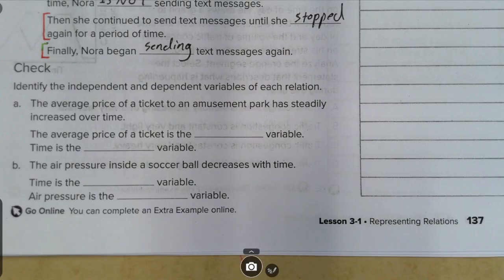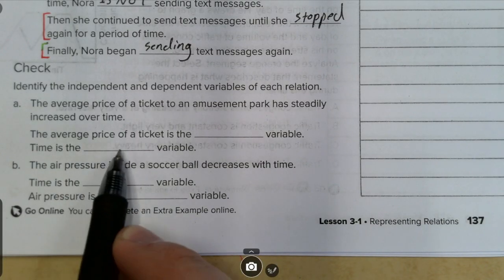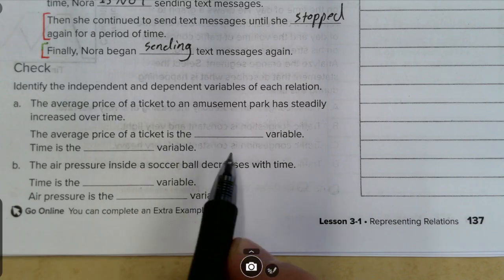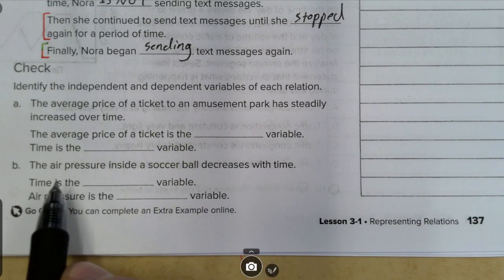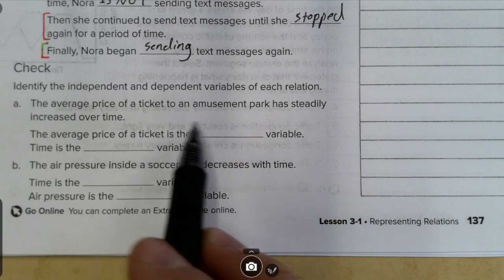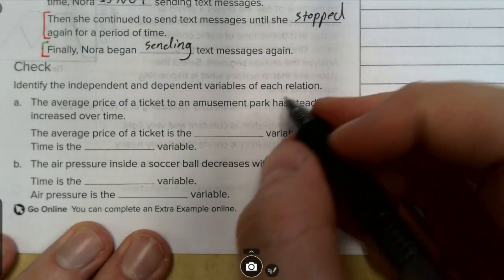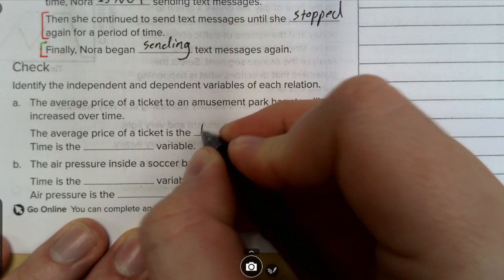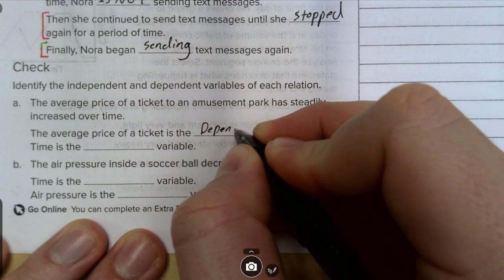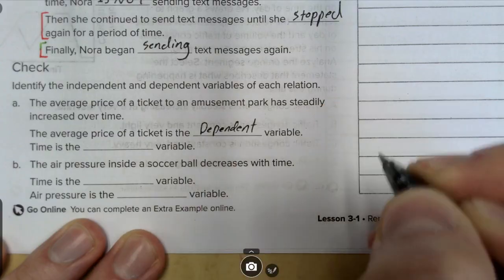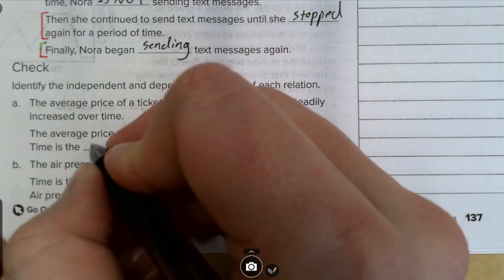Check. Identify the independent and dependent variables in each relation. All right, pause video, take a chance. Welcome back. First up, the average price of a ticket to an amusement park has steadily increased over time. So the average price of the ticket is dependent. Time is the independent.